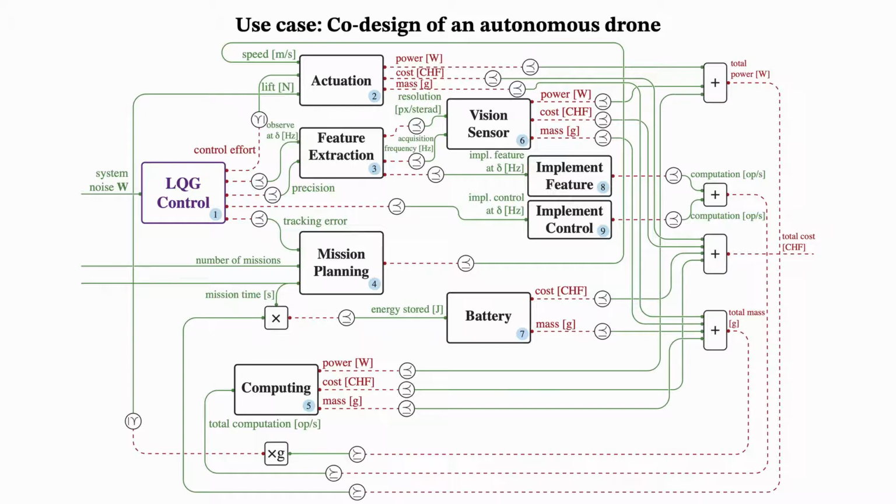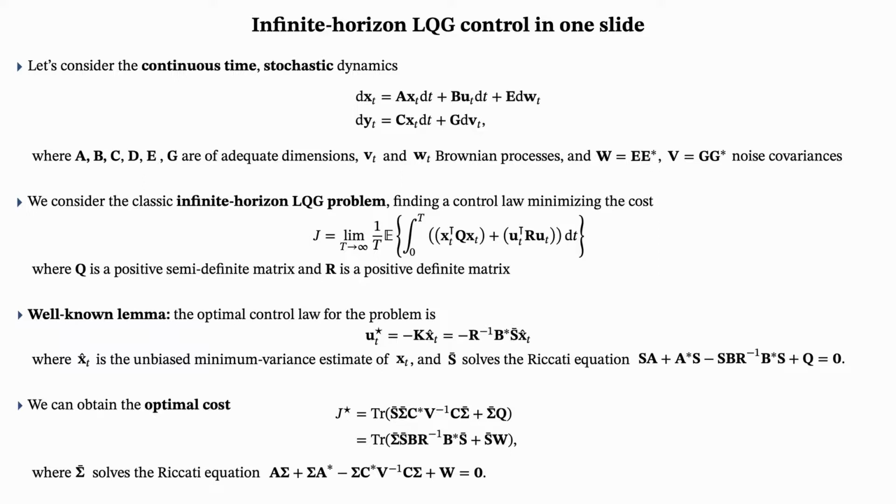In this complex diagram, you find the co-design problem of an autonomous robot. The formulation provided in this work allows us to include the design of a controller, which you see on the left, into the design problem of the whole system. We instantiate the reasoning for the case of LQG control and provide modeling results for both the continuous and the discrete time cases. For the continuous time case, we consider standard stochastic dynamics with Brownian processes on the system and on the observations.